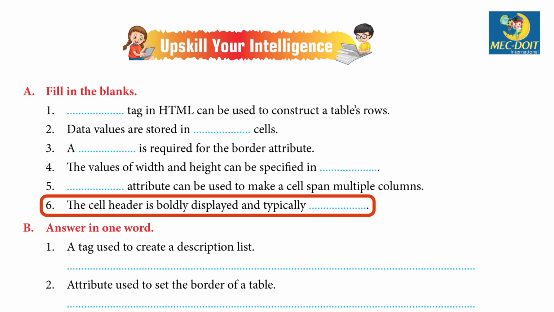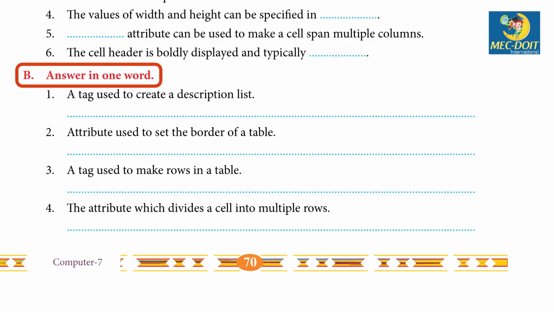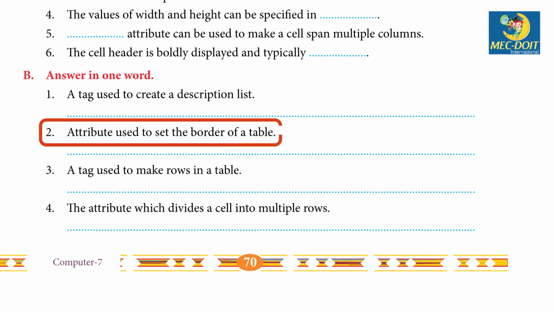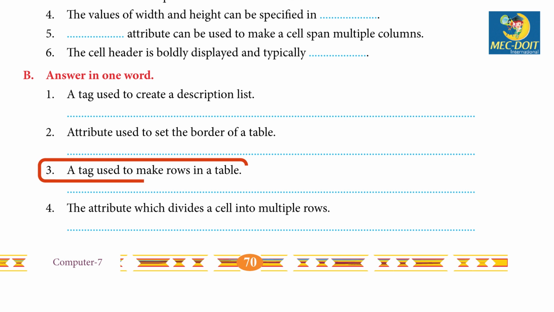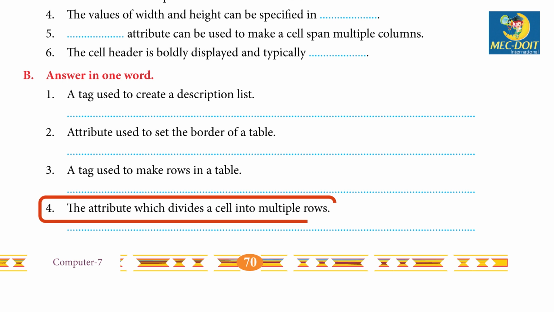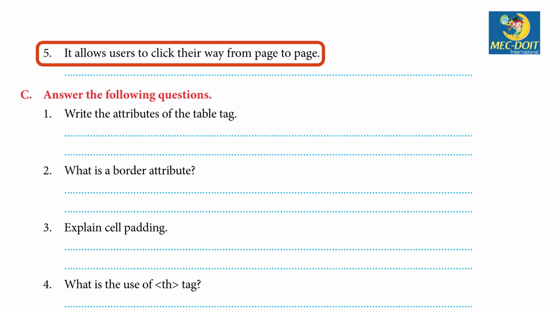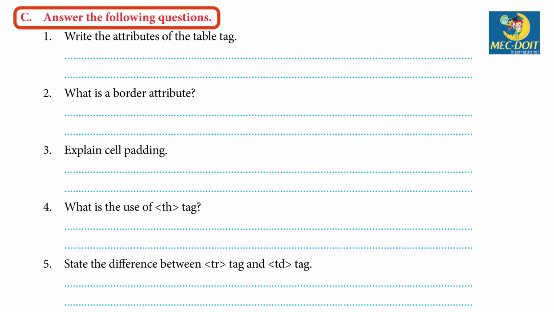B. Answer in one word. 1. A tag used to create a description list. Answer: DL tag. 2. Attribute used to set the border of a table. Answer: table tag's border attribute. 3. A tag used to make rows in a table. Answer: TR tag. 4. The attribute which divides a cell into multiple rows. Answer: rowspan. 5. It allows user to click their way from page to page. Answer: link. C. Answer the following questions.